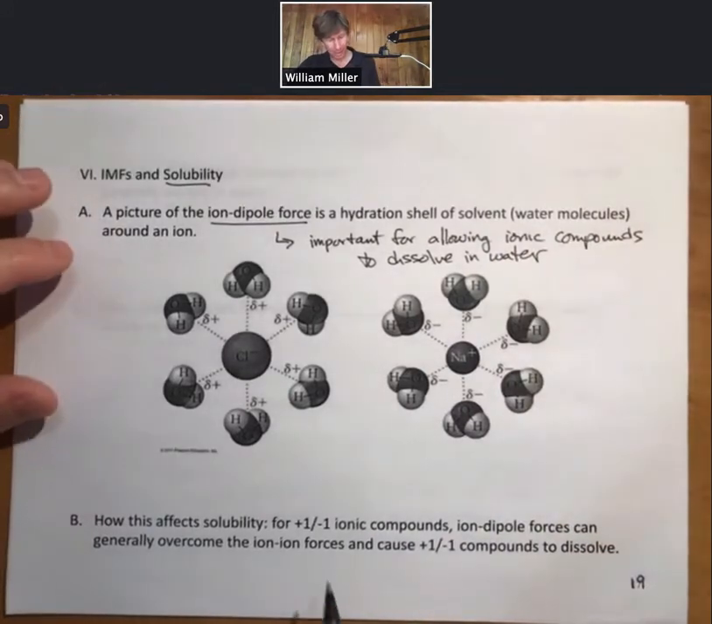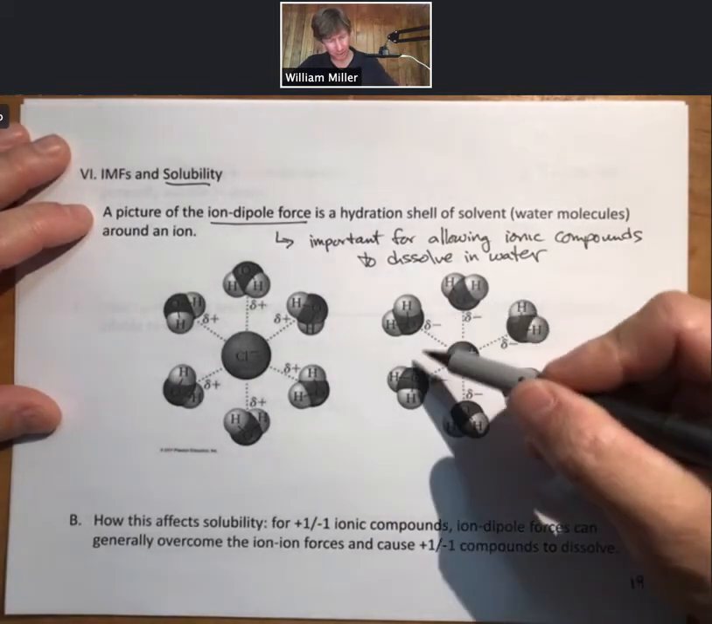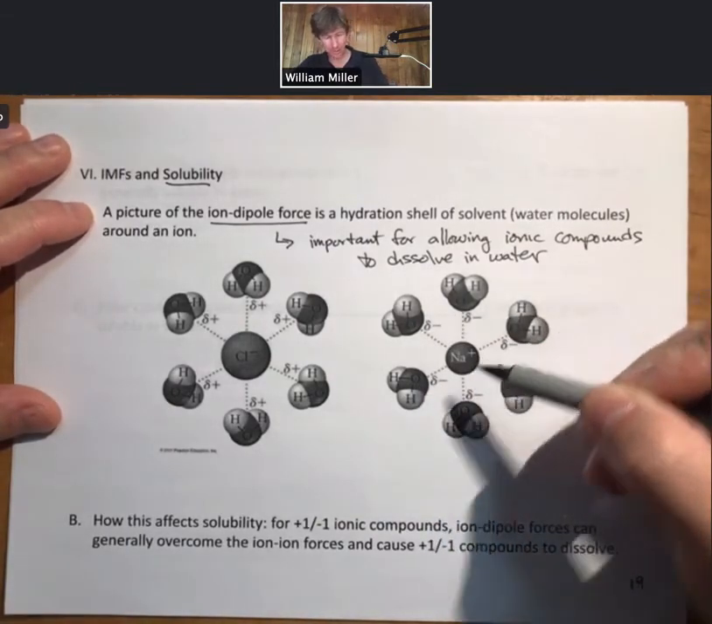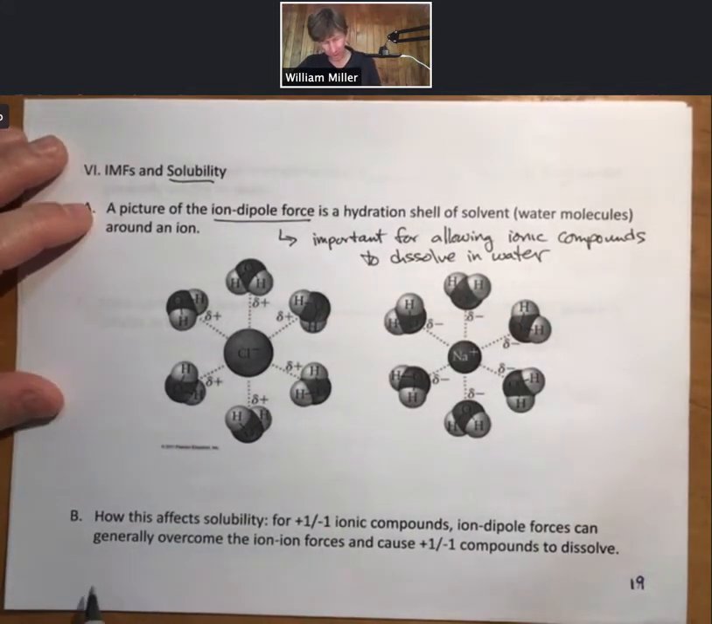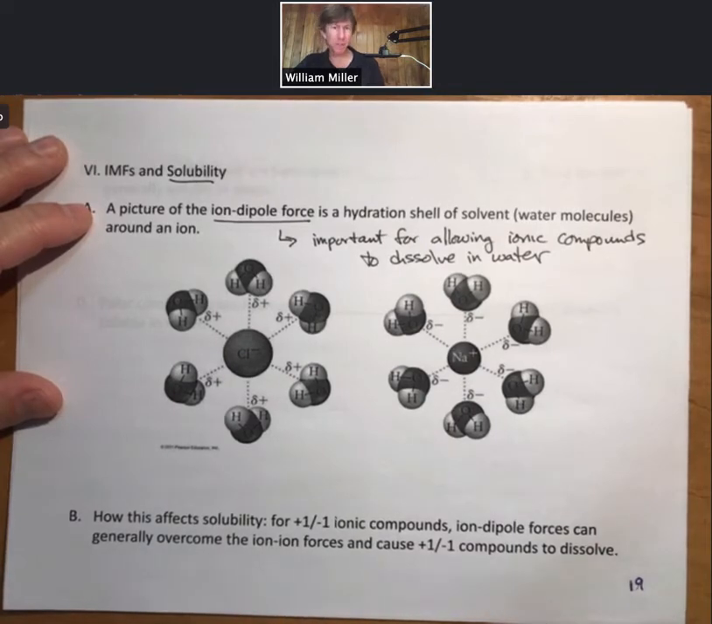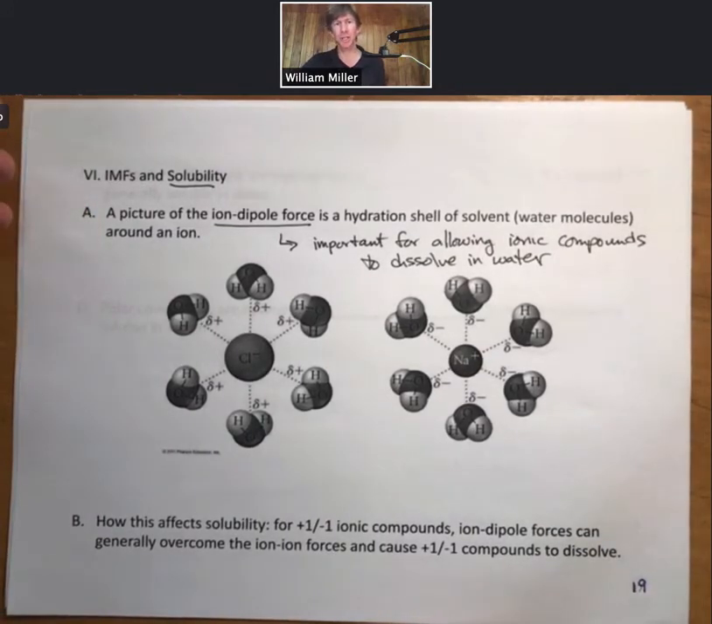Okay. And as noted down here, for +1, -1 ionic compounds, there's enough of these partial negatives and partial positives that when you form a hydration shell, ion-dipole forces can generally overcome the ion-ion forces and cause +1, -1 compounds to dissolve. And that's like a quick and dirty summary of your solubility rules, by the way. It's not 100% accurate, because there are some +1, -1s that are insoluble. There are also some other compounds with other charges that are soluble as well.